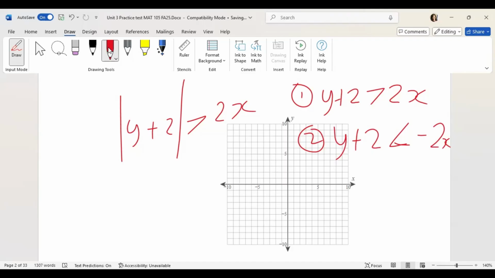So whenever you have an absolute value inequality, you first recognize that for the absolute value you will have two inequalities. So you rewrite the inequalities and then you graph each of them and find the solution region. If I solve number one, I will have y is greater than 2x minus 2.